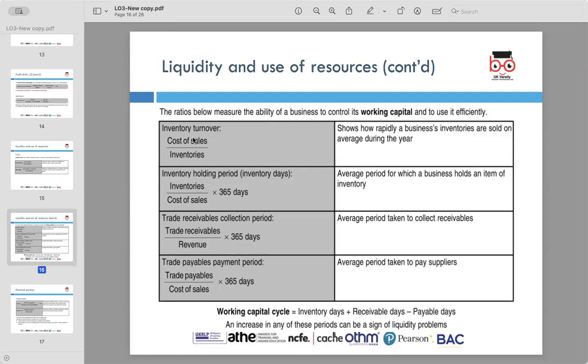Inventory turnover ratio measures how quickly a company sells its inventory during a specific period. This ratio indicates how efficiently inventory is managed and converted into sales. A higher turnover ratio suggests that inventory is moving quickly, which is favorable as it reduces holding costs and improves cash flows.